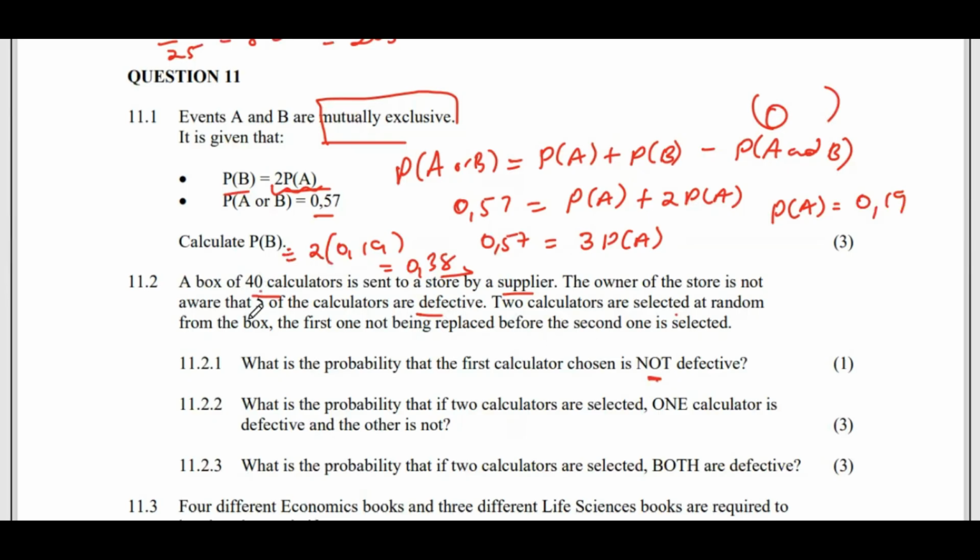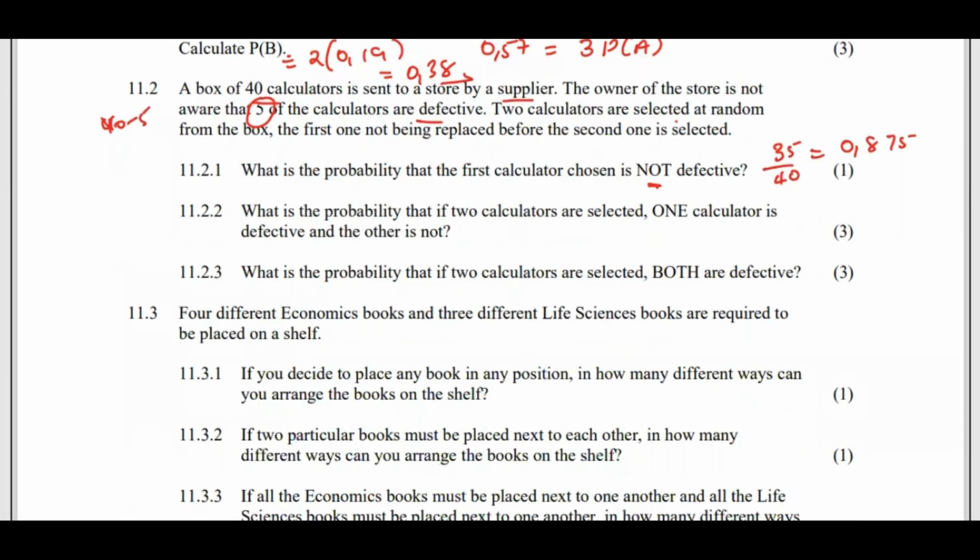So 5 of the calculators are defective. So the remaining ones that are not defective will be 40 minus 5, which is 35. Okay, we'll divide by 40. 35 divided by 40, we simplify that and give it as 0.875. Or you simplify and give it as a common fraction.